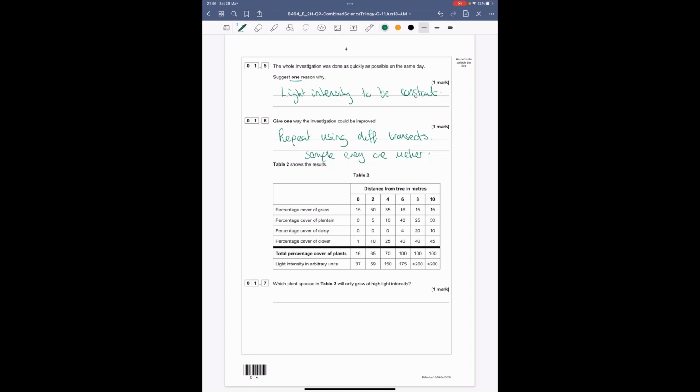Which species in table 2 will only grow at the high light intensity? So we know as you move away from the tree that the light intensity is going up. So as we go up, you have a higher light intensity. Which species is only growing at the high light intensity? Well, we can see it is daisies. Hopefully you would have seen this when you went onto the school field and counted the amount of daisies. You would have seen them at a much higher percentage cover in areas where there is more sun.